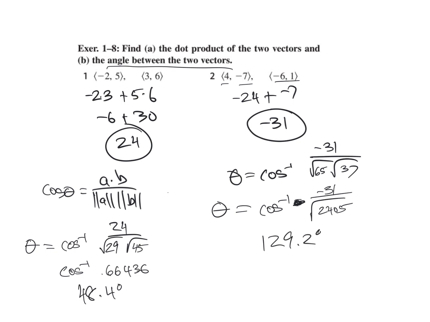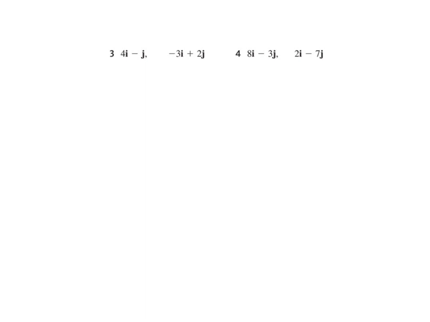All right, let's go through the next ones. We have these vectors, just as a quick review: 4, negative 1, and negative 3, 2. So let's just do all this at the same time. The dot product is 4 times negative 3, which is negative 12. Negative 1 times 2 is negative 2. So the dot product is negative 14.